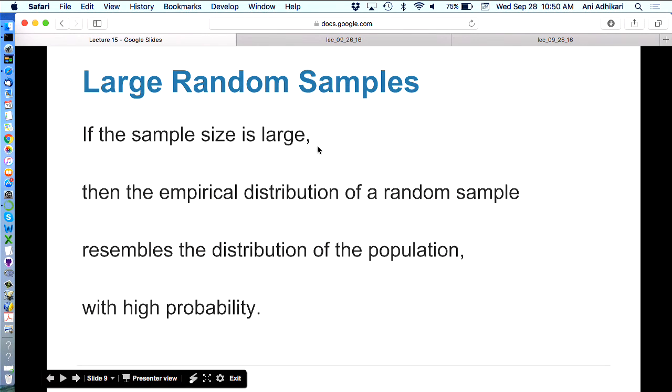Everything that we've discussed is about large samples. If the sample size is large, then the empirical distribution of a random sample, the word random is crucial. If you had a non-random sample, none of what we're saying is true. Resembles the distribution of the population, and now, with high probability. There is a small chance that if you sample 5,000 times from our table, 5,000 times you get that one that had 580 minutes of delay. That is not likely, but it's there, right? So everything that we're saying happens with high probability, and much of inference has to do with accounting for the small probability that you're off.